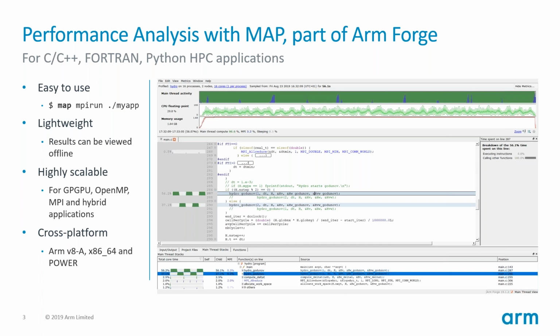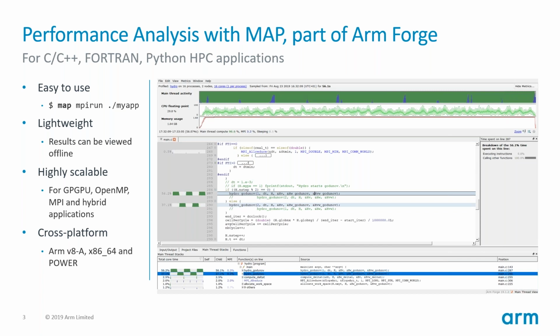Map is a parallel profiler for C, C++, Fortran, and Python applications. It is easy to use. There's no need to instrument your code. The only requirement is to compile it with -G to get source level information. To profile your application, just prefix your execution commands with the map keyword, and it will generate a .map file that you can open afterwards locally or remotely.